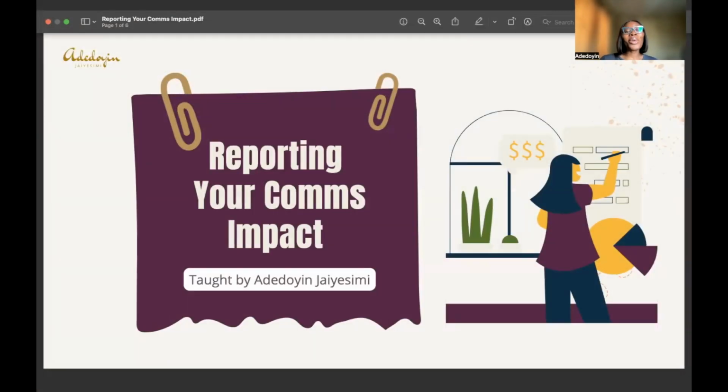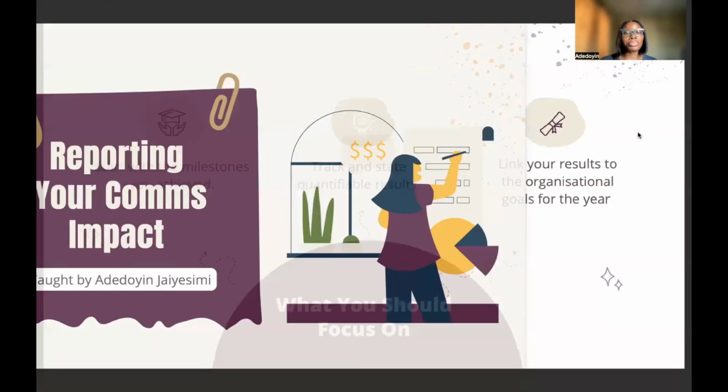Okay, now let's talk about reporting your communications impact. And this is going to be very, very important to show the value that you're adding if you want them to increase your budget, but really just to show that you are being strategic in the work that you're doing, you're measuring, and you are contributing value to the organization as well.